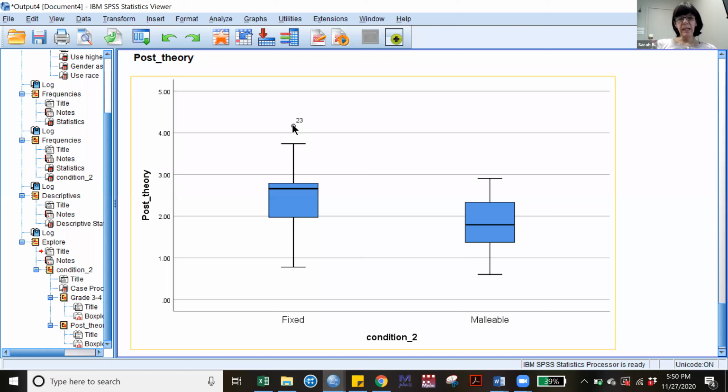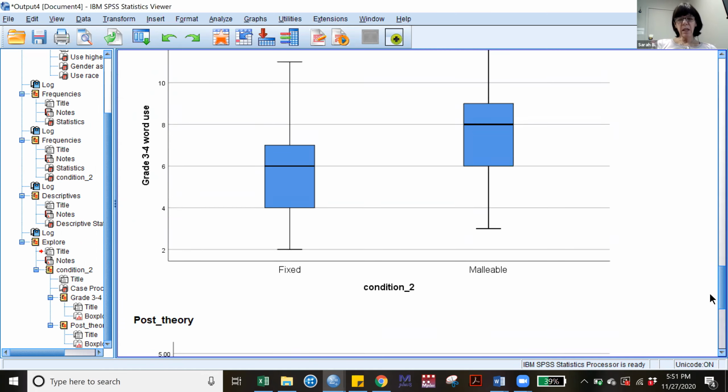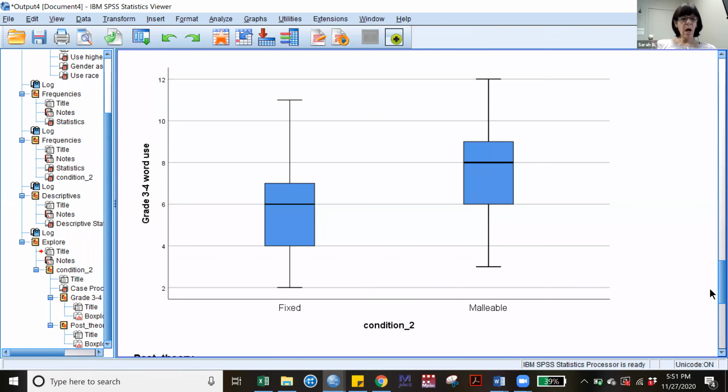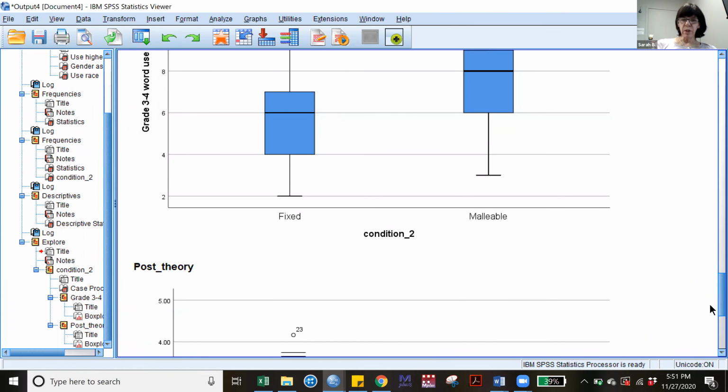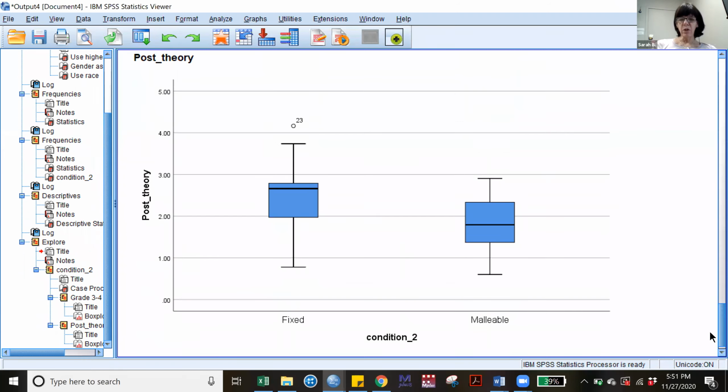So that's designated in SPSS as a dot. So those are descriptives. It's definitely true that the median is lower and the interquartile ranges are overlapping but trend lower for the malleable group in terms of malleability versus fixed, where high is fixed, and that the malleable group is higher in math word use than the fixed group. These are both after treatment.